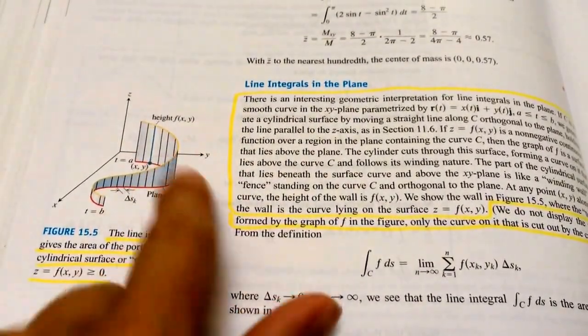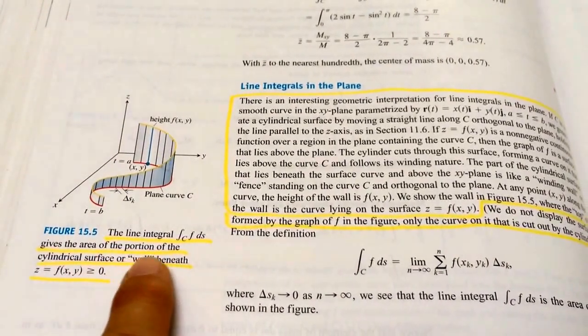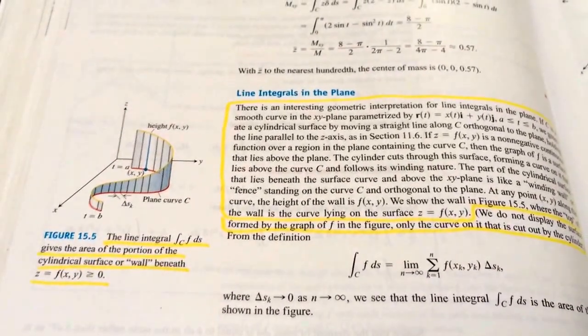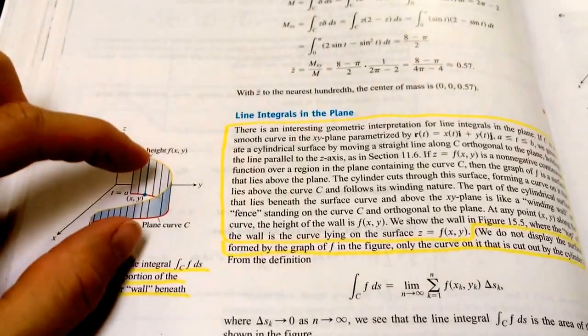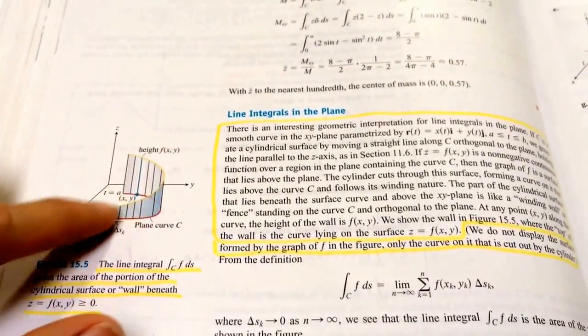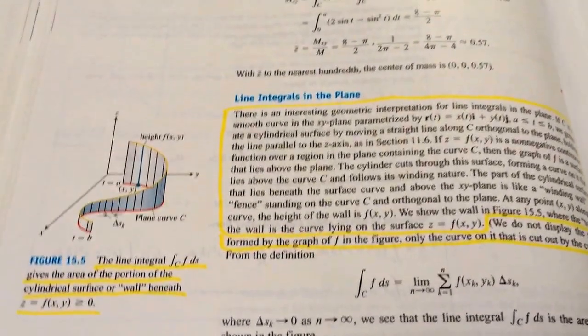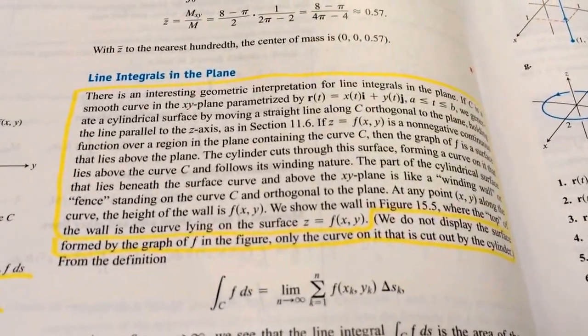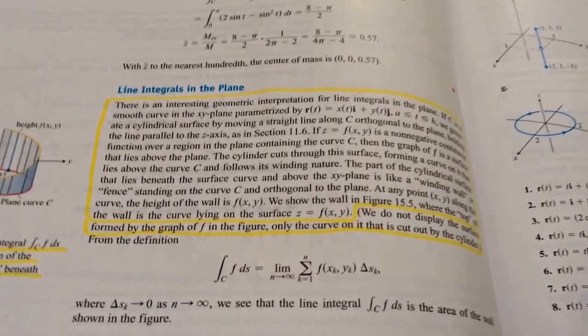It looks like a curved fence. It's the area of the part of the fence here. Think about this like a fence and you were going to paint it, it would be like the area of that part of the fence. But they talk more about it here, so I'll let you read that on your own. Page 832, geometric interpretation of line integrals.